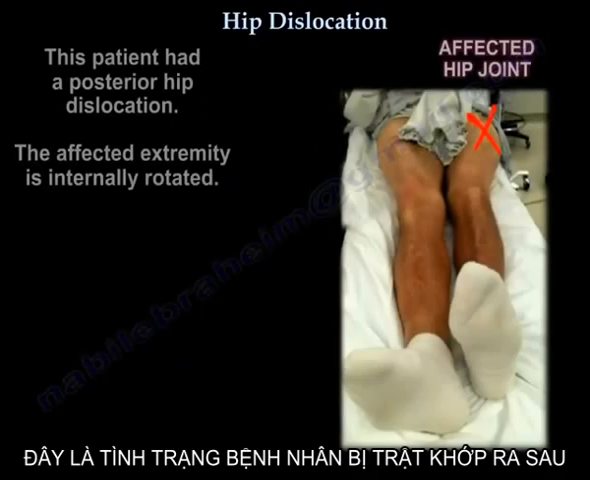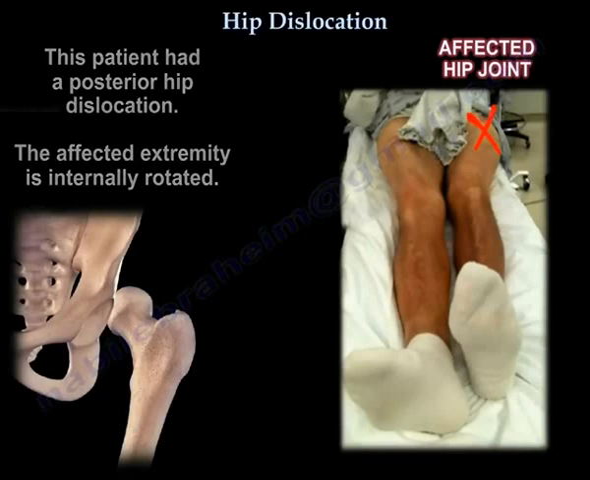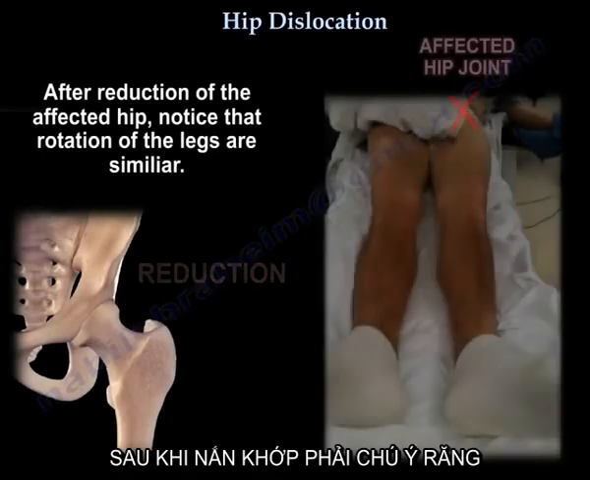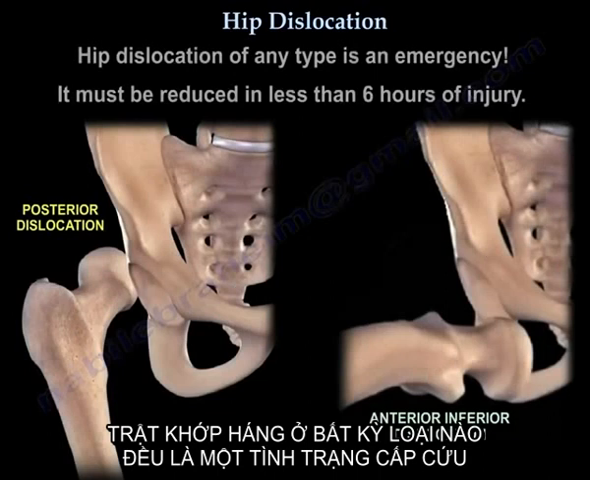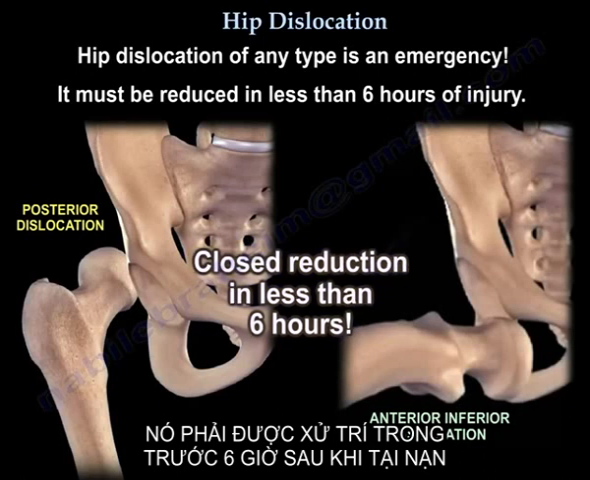This patient had a posterior hip dislocation. The affected extremity is internally rotated. After reduction of the affected hip, notice that the rotation of the legs is similar. Hip dislocation of any type is an emergency. It must be reduced in less than 6 hours.